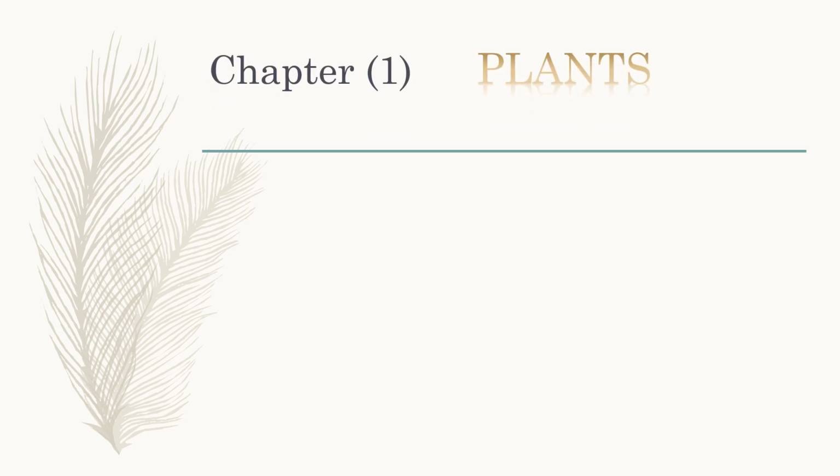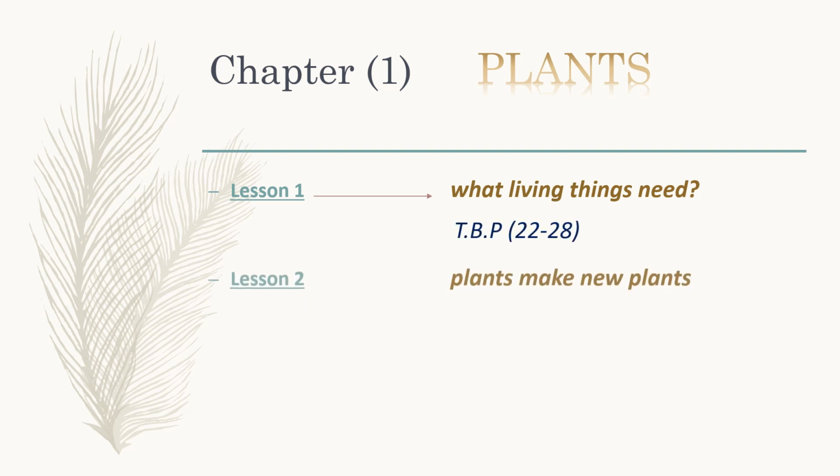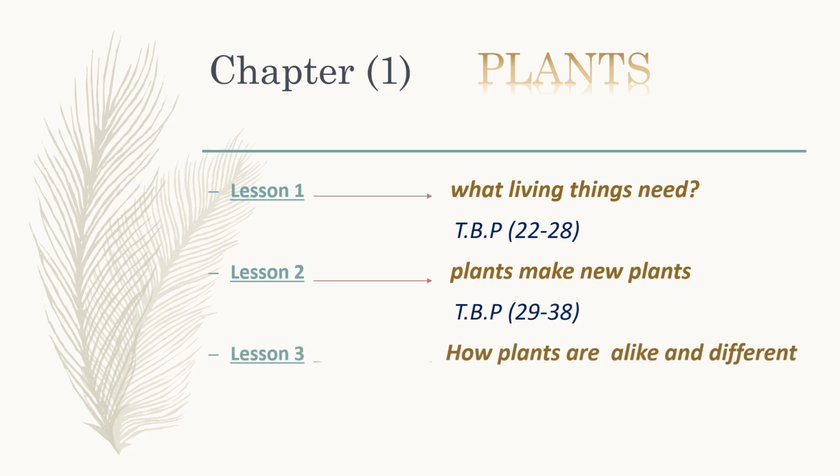Our first chapter talks about plants. This chapter has 3 lessons. Lesson number 1 with the title What Living Things Need. Lesson number 2 with the title Plants Make New Plants. And lesson number 3 with the title How Plants Are Alike and Different.